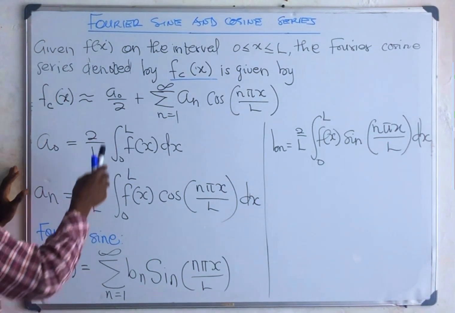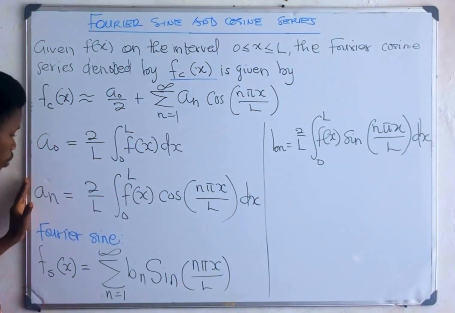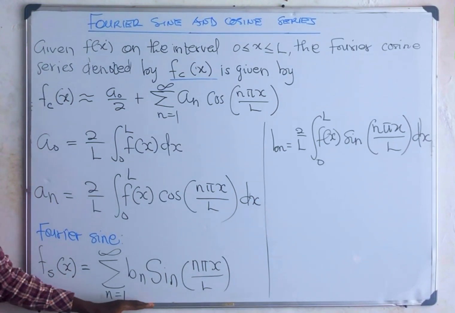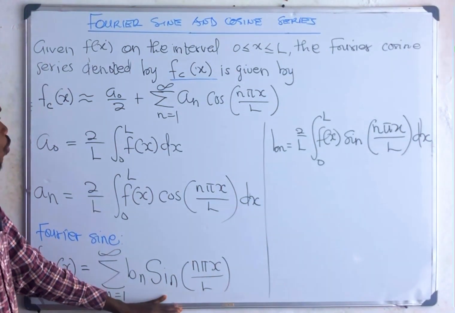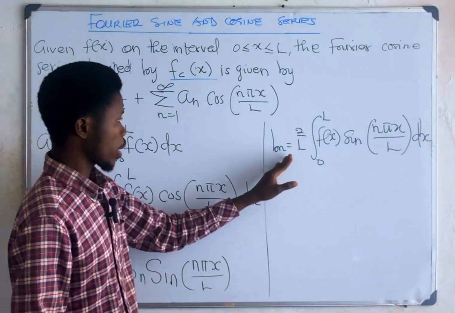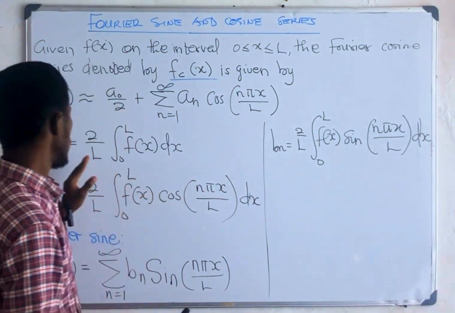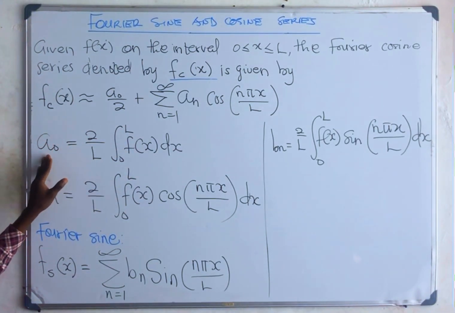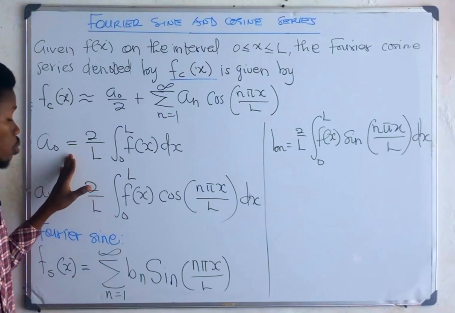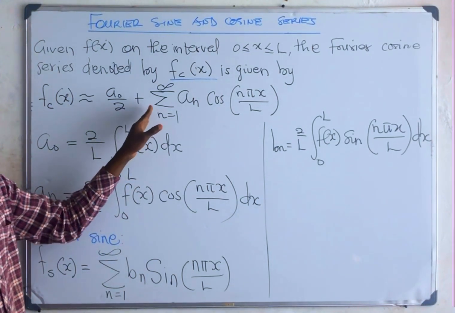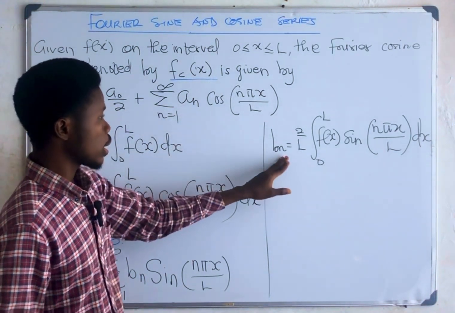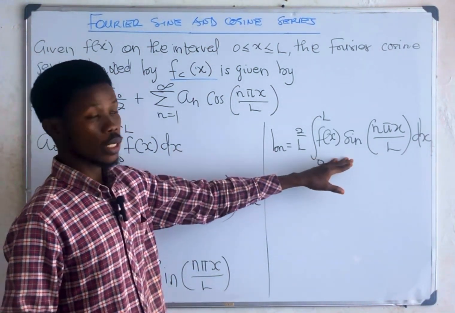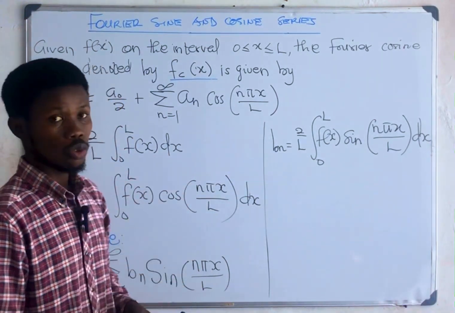Now, with the same preamble from 0 to L, our Fourier sine, with the s also as a subscript, is given as this. So if I integrate it, this is what I get, Bn. You see, for the Fourier cosine, the a naught and the an are together. So when you have to find the Fourier cosine, you need to find a naught and also an, and after that, you substitute. But for the Fourier sine, it's only the Bn. Then after that, you substitute. So this is what we are going to do.